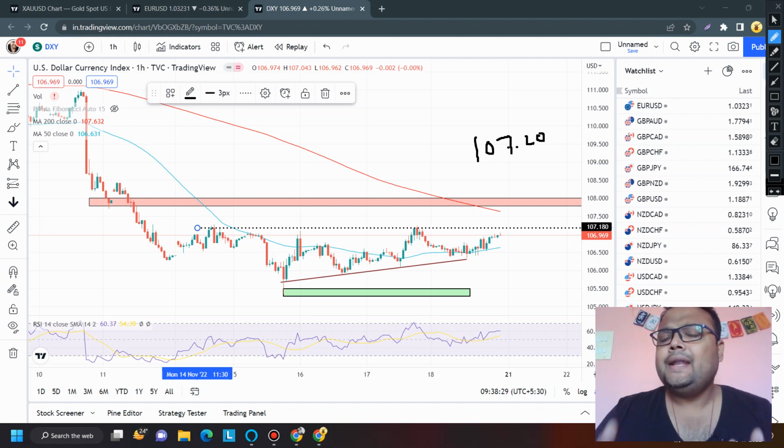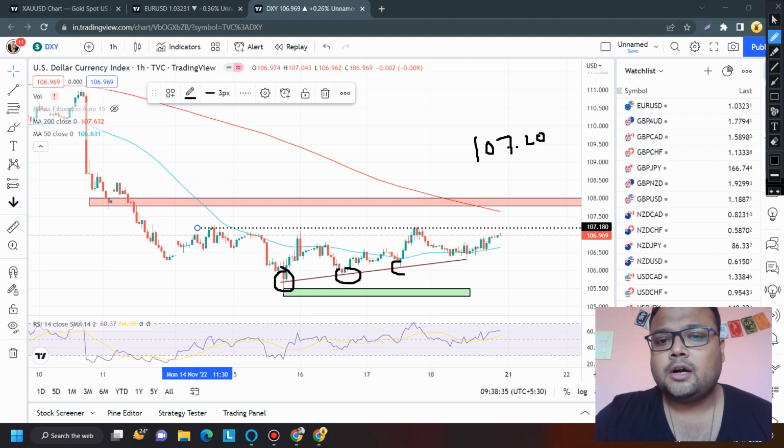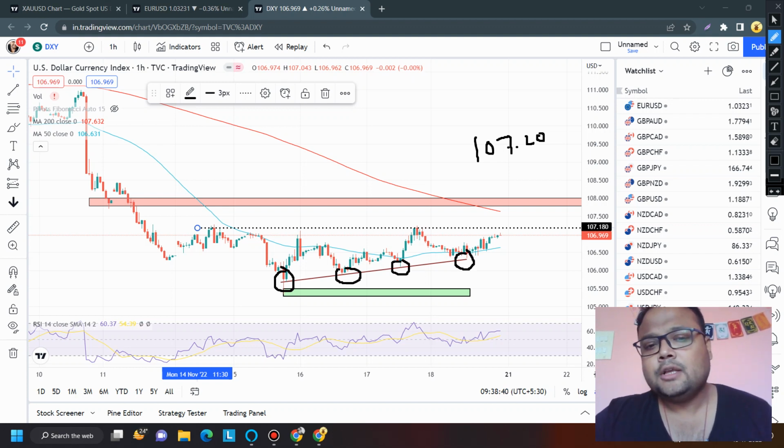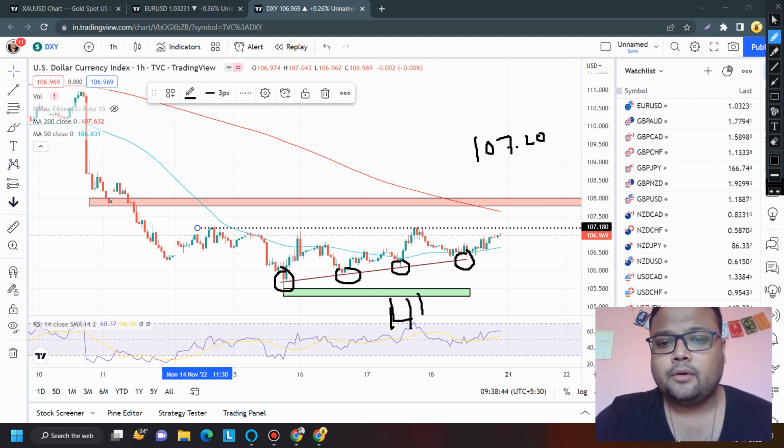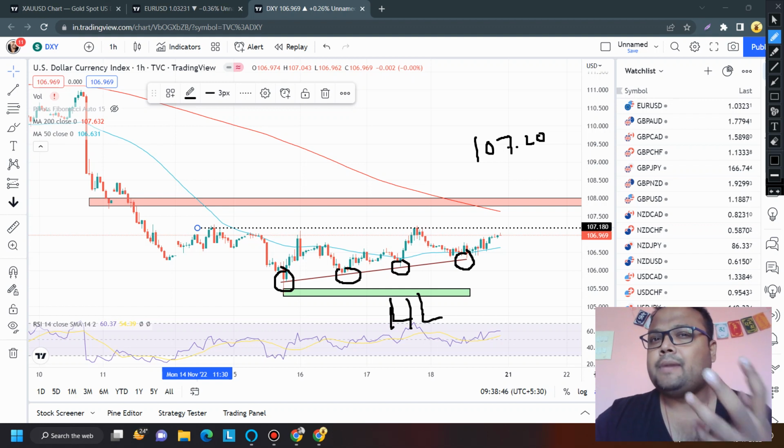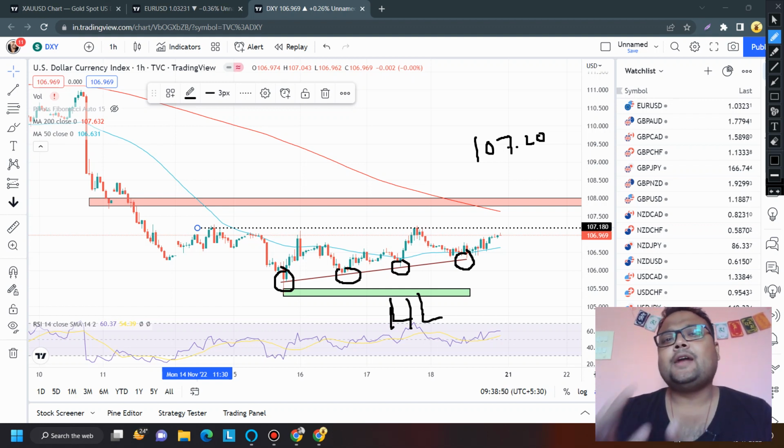But one thing that we need to focus on the chart of DXY, or we cannot deny, is that whenever DXY was coming down, it was not breaking the previous low. So it was constantly forming higher lows in the market. Higher lows usually signify the presence of buyers in the market and their willingness to take the market up. So as a result, market opening will be very important for DXY.